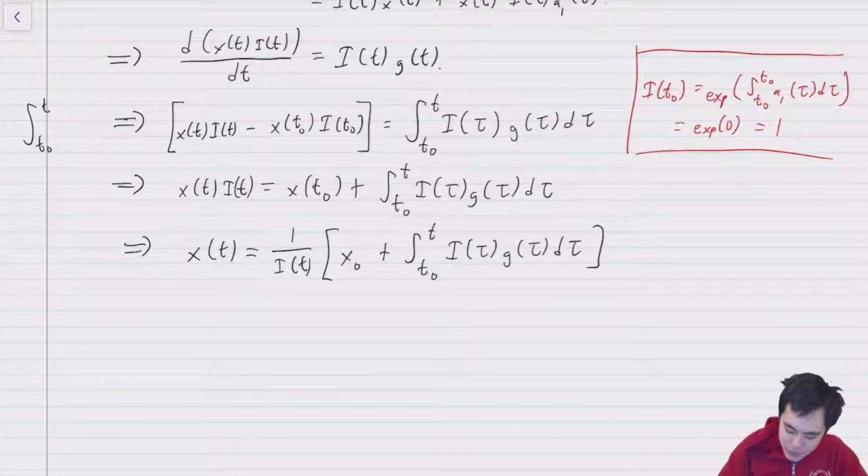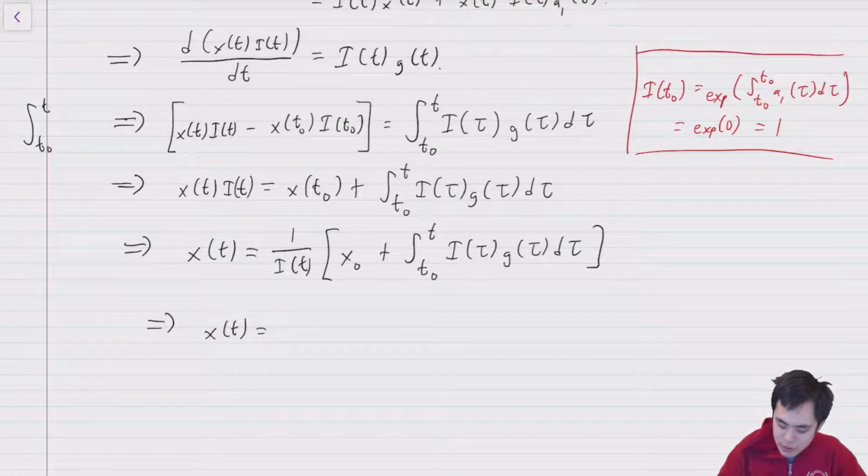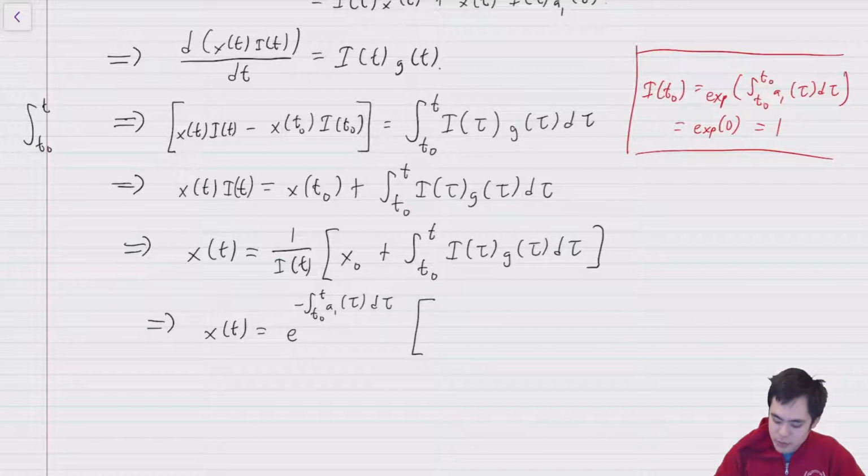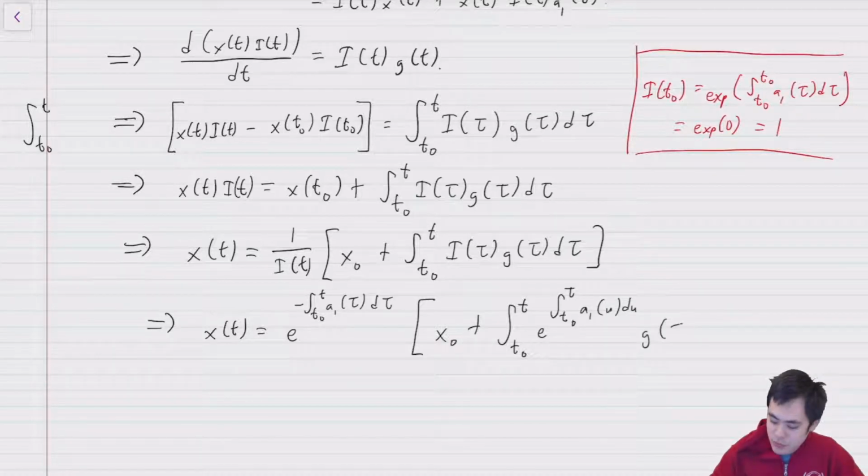And if we expand out I of t, this is just equal to e to the minus the integral from t naught to t of a1 of tau d tau times x naught plus the integral from t naught to t of e to the integral from t naught to tau of a1 of, let's use u as our next variable, g of tau d tau.